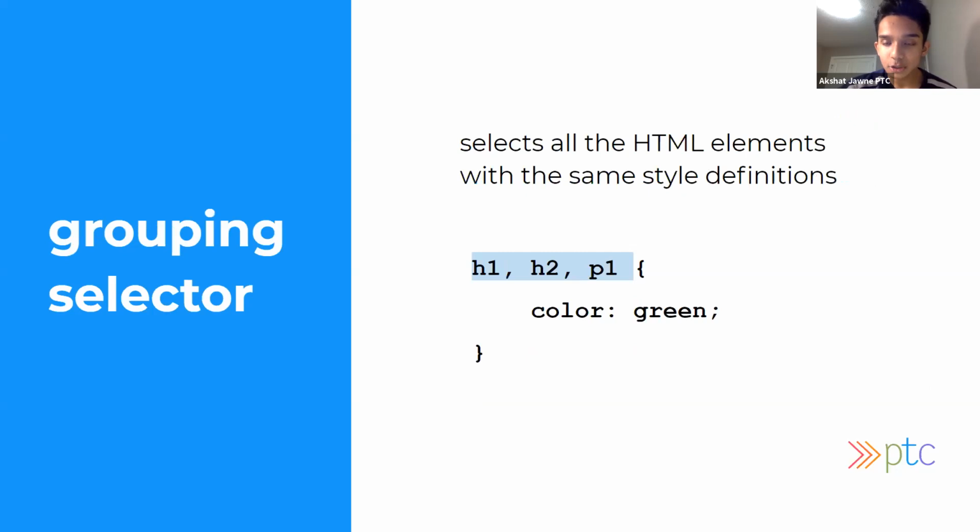And finally, the last selector we're going to be talking about in this presentation is the grouping selector, which selects all the HTML elements with the same style definitions. To elaborate, it is selected by adding each HTML element followed by a comma. So once again, on the presentation, when we're using the grouping selector, we're using 3 HTML elements, H1, H2, and P, with the same style definitions. And we're applying the color green to all those elements.